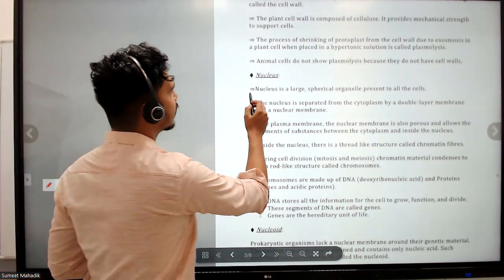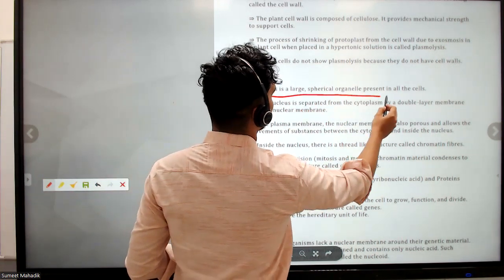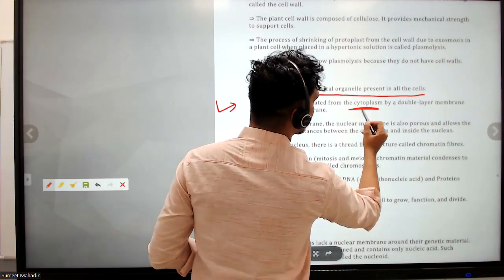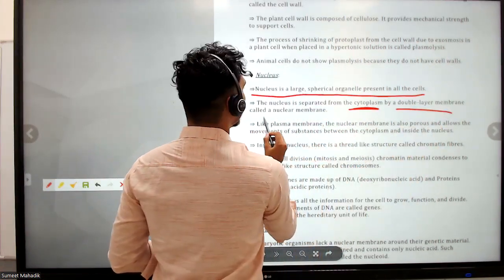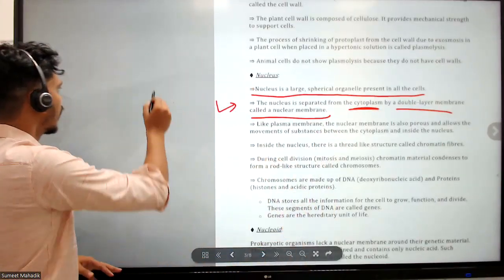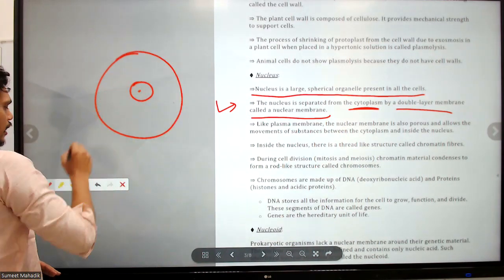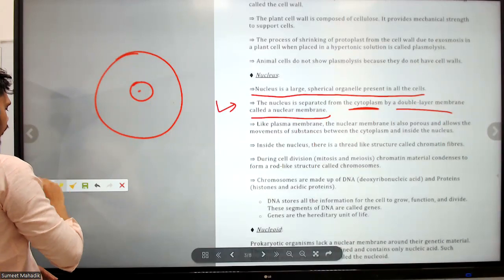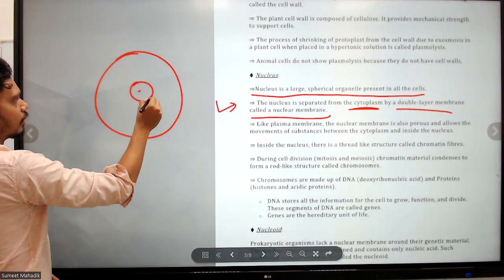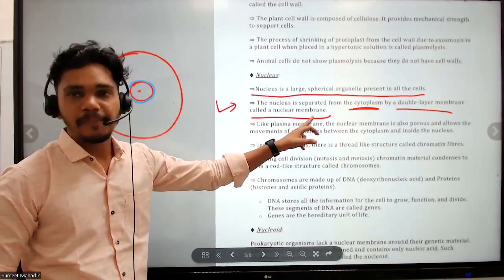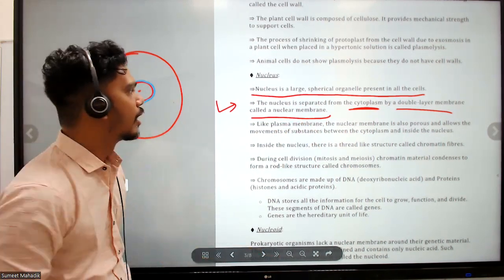So what is nucleus? Nucleus is a large spherical organelle present in all the cells. The nucleus is separated from the cytoplasm by a double layer membrane called the nuclear membrane. That means if you draw the cell structure, this is an animal cell I'm drawing. Here is the nucleus. There is one more layer there. Which layer is it? The nuclear membrane.